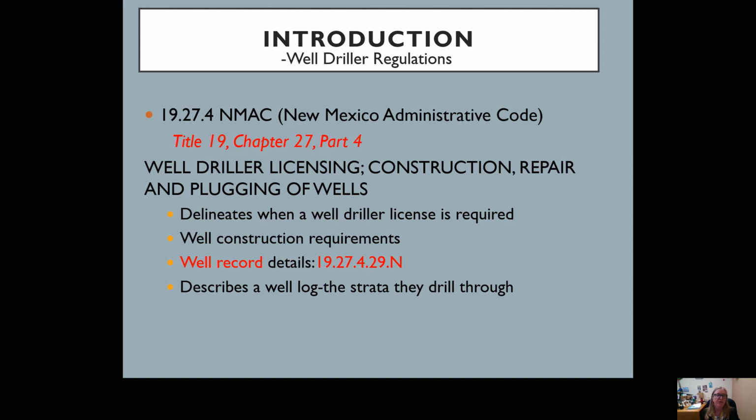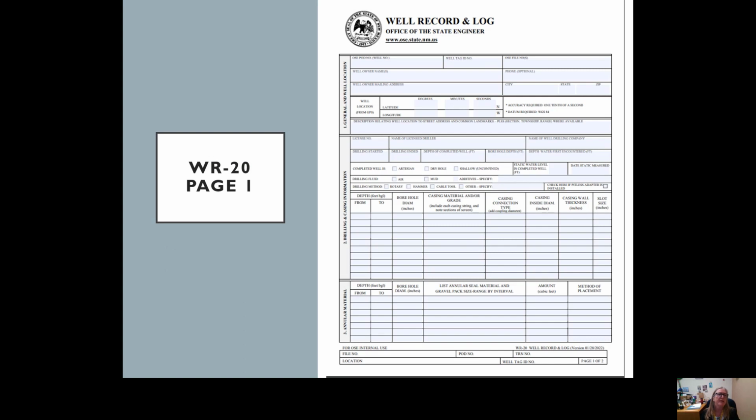19.27.4.29 under subsection N. This is page 1 of the well record and log, and it gives the basic information. You should be able to look at the information on the front page and actually draw a picture of what the well looks like with the information that's contained therein. I'll go into details in each of the sections, but right now I just wanted to show you the general information.